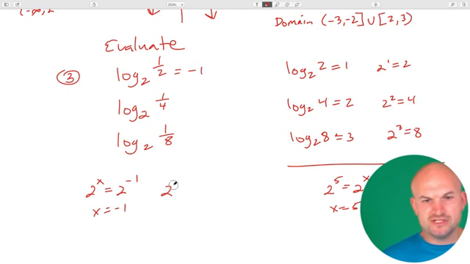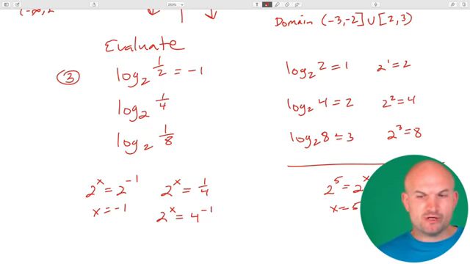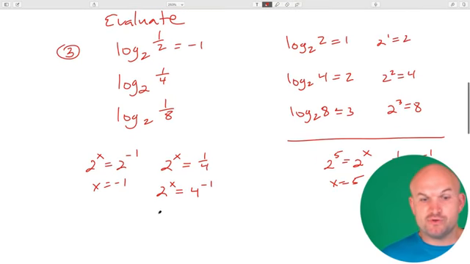So 2 to what power is equal to 1/4? Well, we recognize we can rewrite it with a negative exponent, right? 2 to the x equals 4 to the negative 1st. Okay, got that. But the problem is you can only use the property of equality when it's to the same base. So therefore, can we write 4 with a base 2? Of course, we can rewrite that as 2 squared, right? So 2 to the x equals 2 squared times -1.